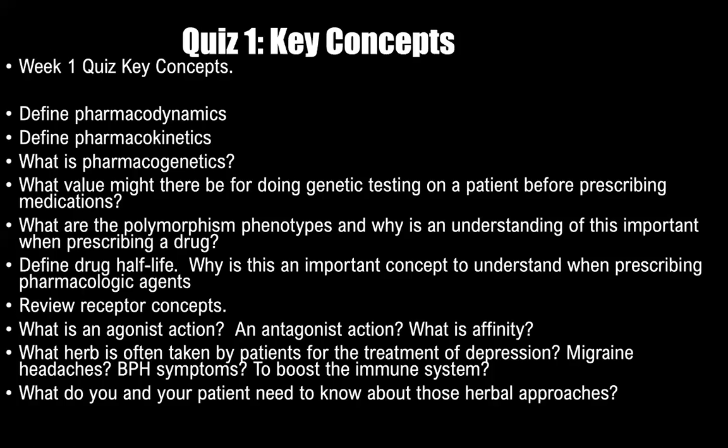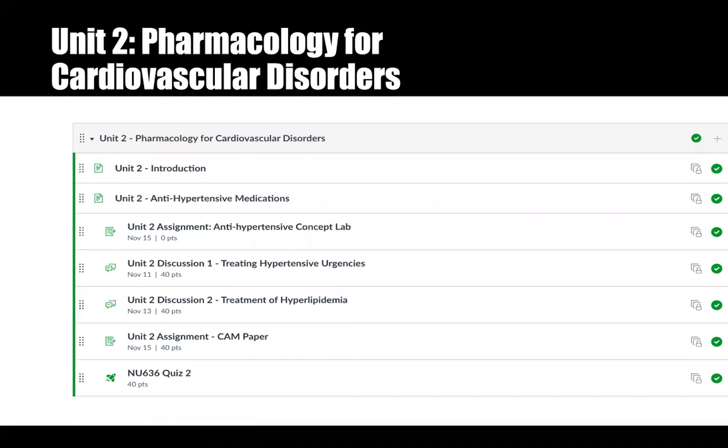Okay, awesome. So then Unit 2, we're going to talk about pharmacology for cardiovascular disorders. This is a pretty large topic, there's a lot of meds that we deal with for cardiovascular disorders. Again, you have an introduction, you have Unit 2 discussion on treating hypertensive urgencies, treatment of hyperlipidemia, and then you also have an assignment, antihypertensive concept lab, and you also have a paper which is worth 40 points, and then you also have a quiz.